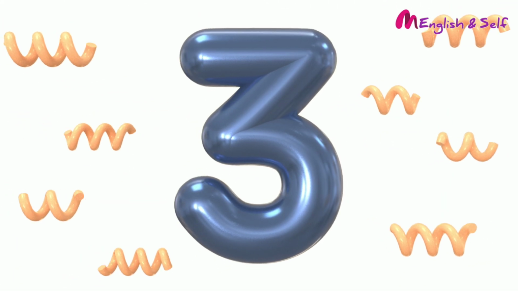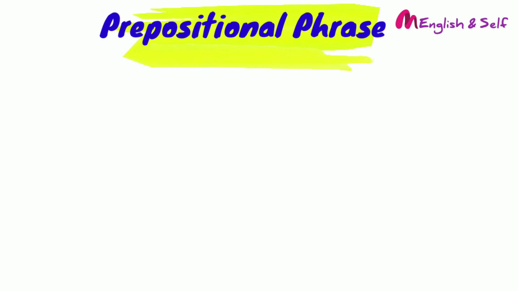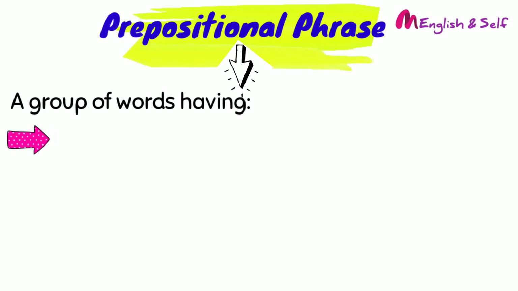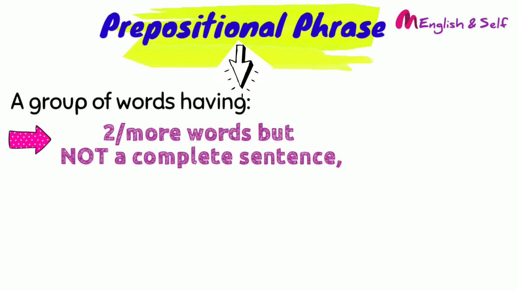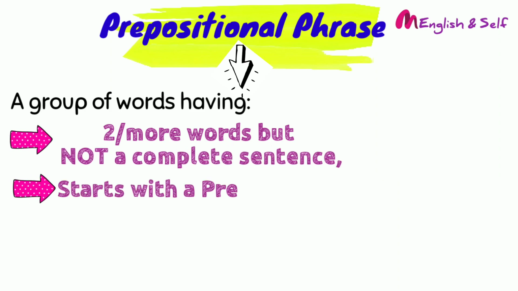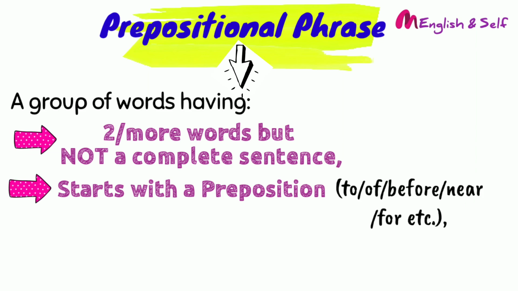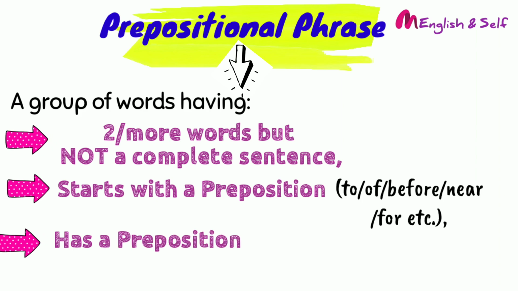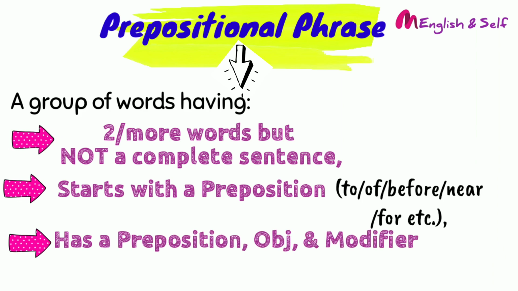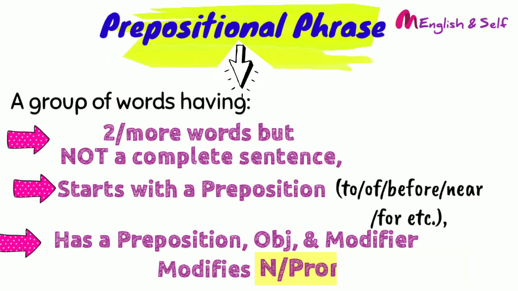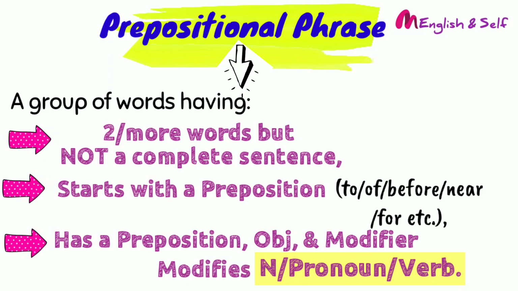Let's talk about the fifth and last major type of phrase, prepositional phrase. The characteristics of prepositional phrase are a group of words having two or more words but not a complete sentence, starts with a preposition, for example, to, of, before, near, for, etc. And number three, often that group of words has a preposition, object, and a modifier, and it modifies noun, pronoun, or verb.